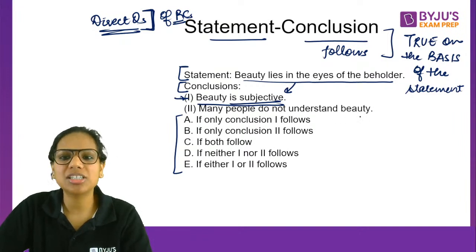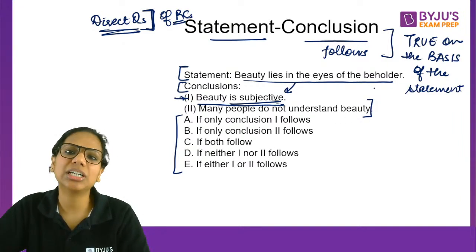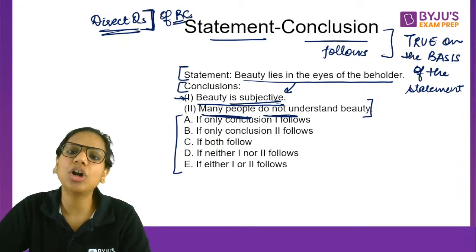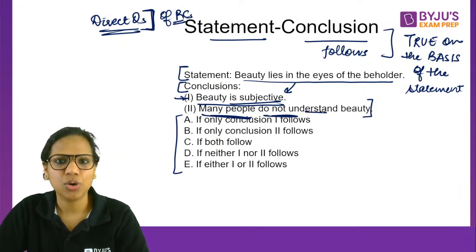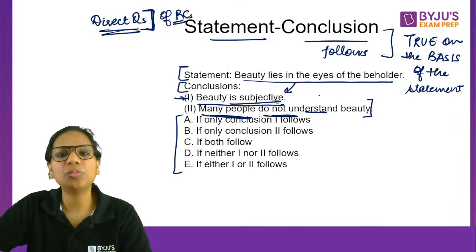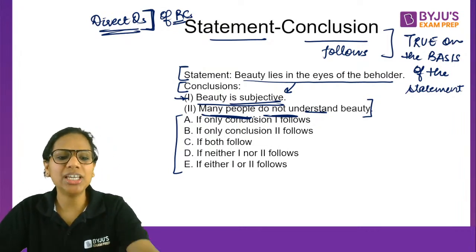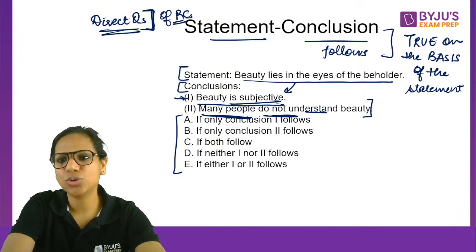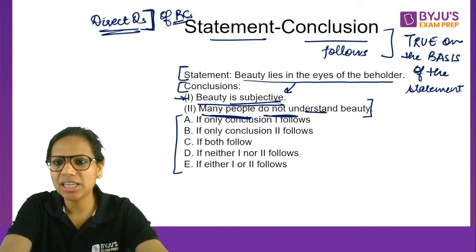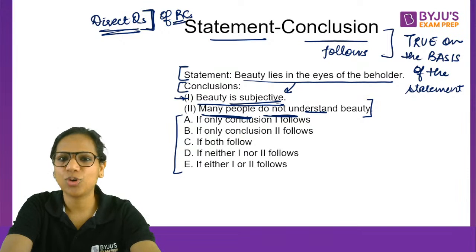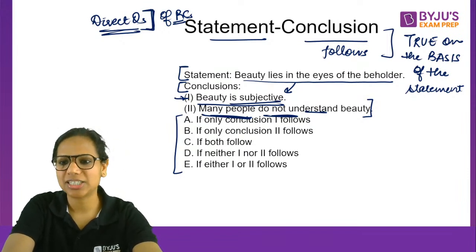Many people do not understand beauty. This is not something that I can infer. It's just that everybody's perception of beauty is different. That's all that it is trying to say. So it's only one that follows. Good. A lot of you have said A. Cherish, Saurabh, Aruna, Samriddhi, Janvi, Aniruddha, Shama, Prem. Good. All of you are correct.